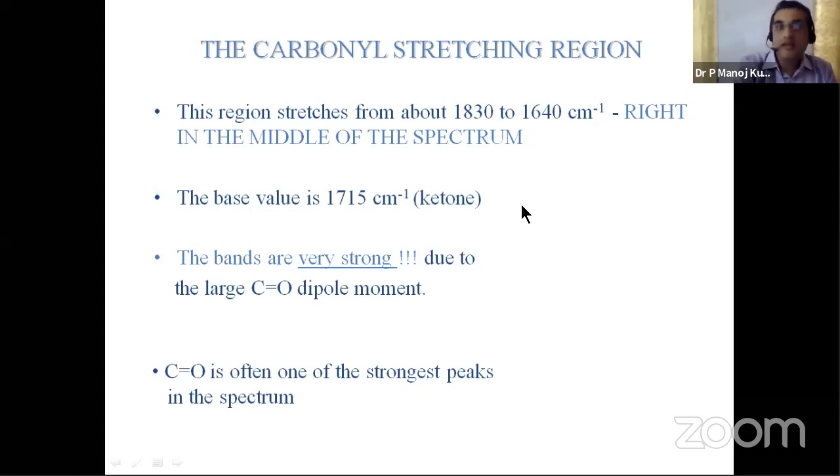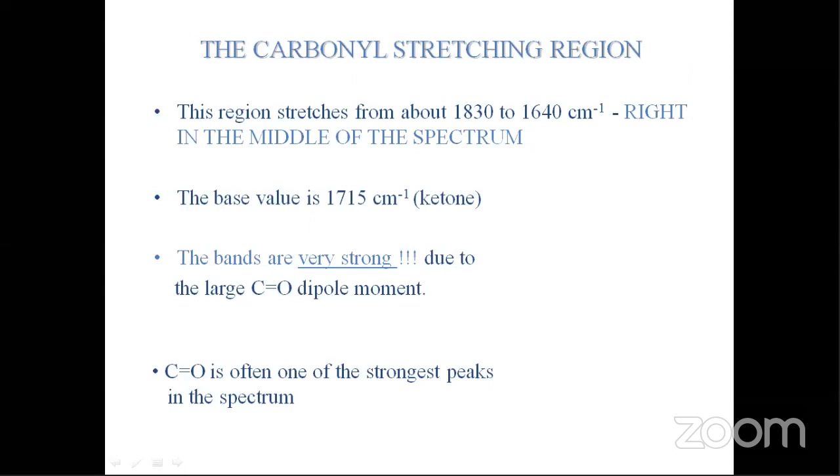So I'll repeat once again. Whenever you get the IR spectrum in hand, the first IR absorption band that you should be looking for is the C double bond O group. The reason why you should look for the C double bond O group is that if your molecule contains a C double bond O group, definitely it will be visible in the IR spectrum, because the C double bond O group is going to have the highest dipole moment. So you can see that in the spectrum.